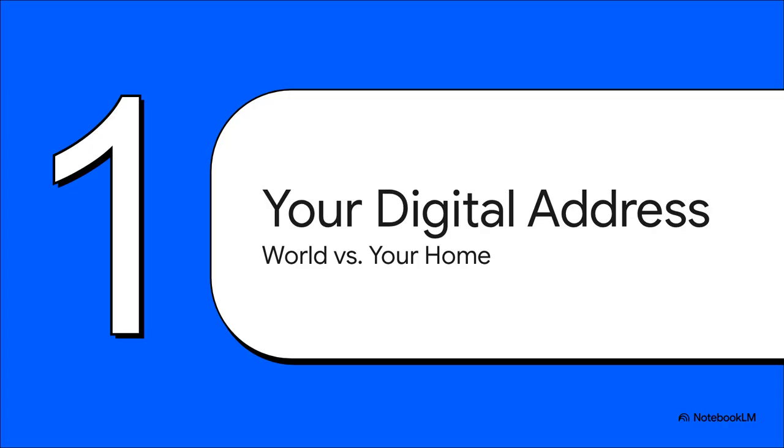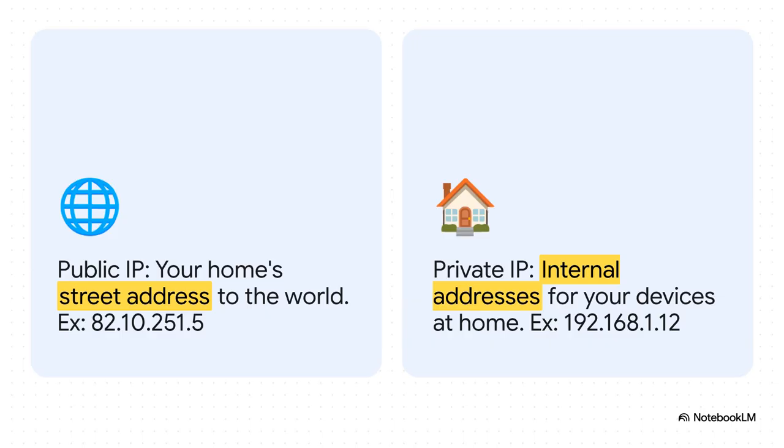But here's where it gets really interesting. You don't just have one single digital address. Nope. You're actually juggling two main types every single day, and you probably don't even realize it. So let's break down the difference between your address for the outside world and the addresses used inside your own home. This is where that mailing address analogy really clicks.